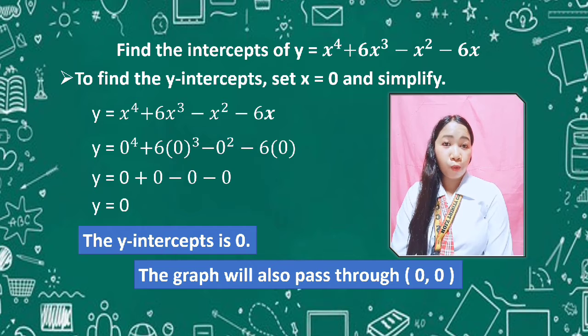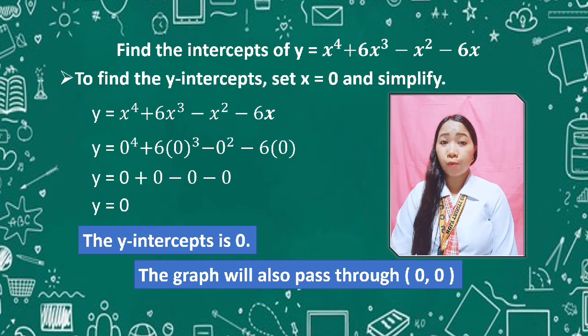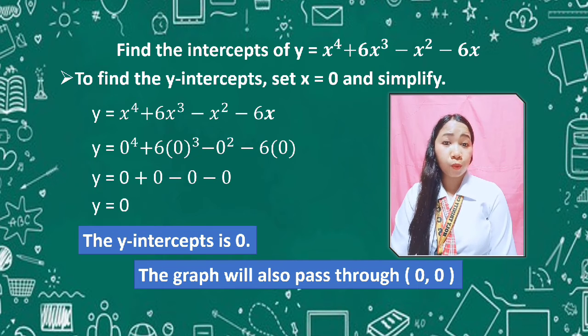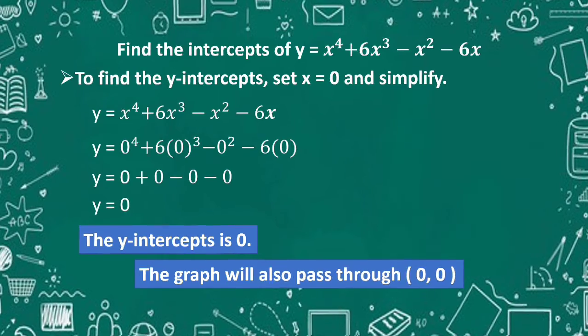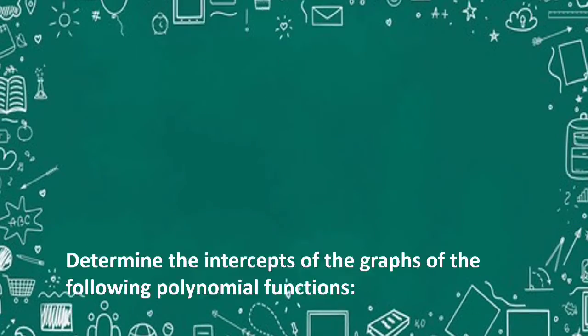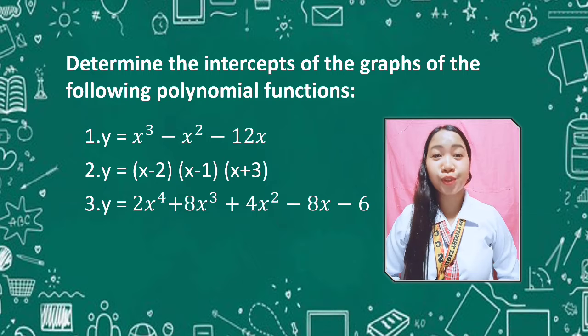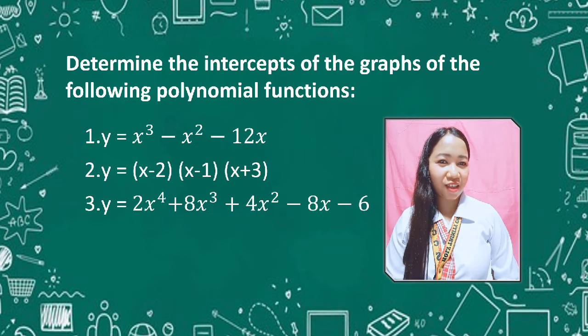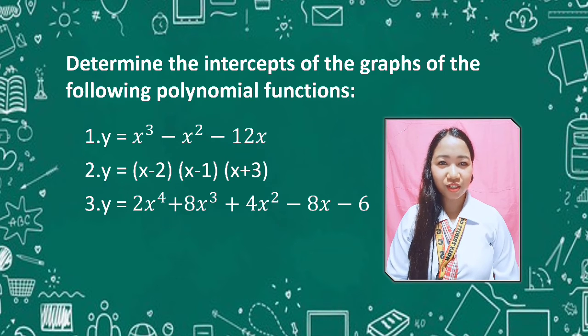So, our y is equal to 0. Therefore, the y-intercept of this equation is 0. This means the graph will also pass through 0, 0. And for you to practice finding the intercepts of polynomial functions, try to solve these 3 equations.